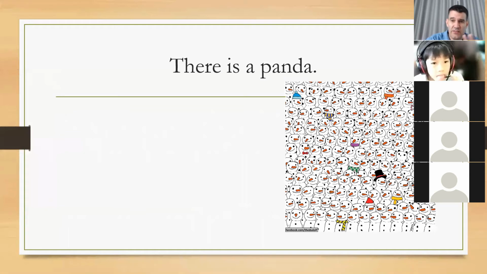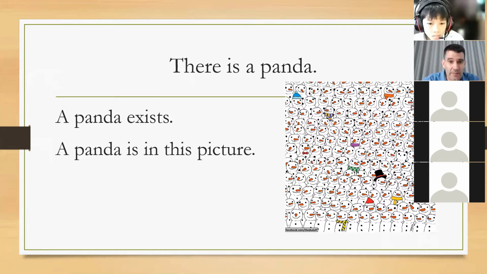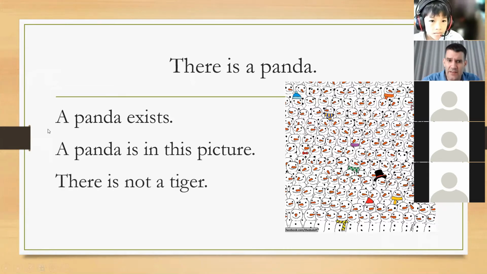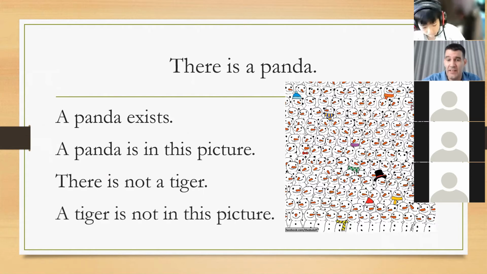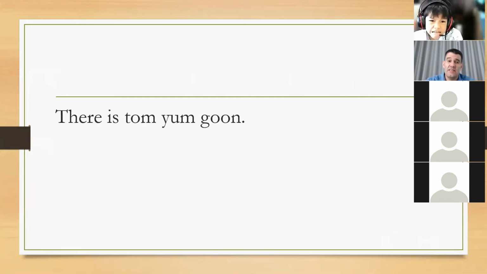So I'll try to explain using the same example. So there is a panda. So you can say a panda exists. A panda is in this picture. How about a tiger? A tiger does not exist. There is not a tiger in this picture. Or a tiger is not in this picture. A tiger does not exist in this picture. So again, the same examples. There is tom yum goong. Goong, not goon.